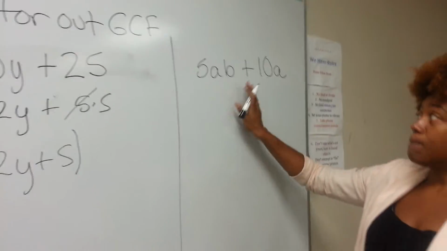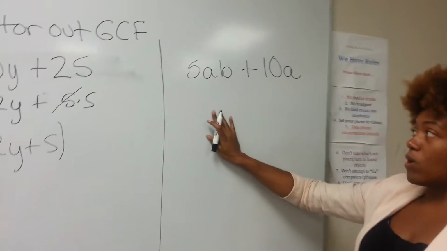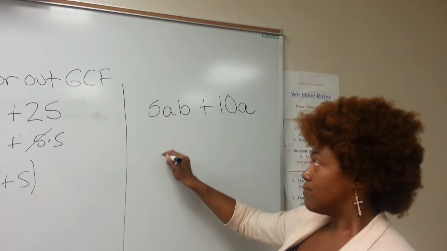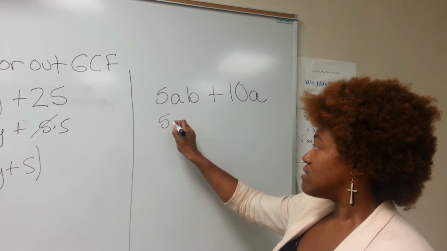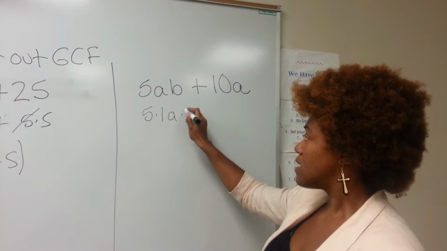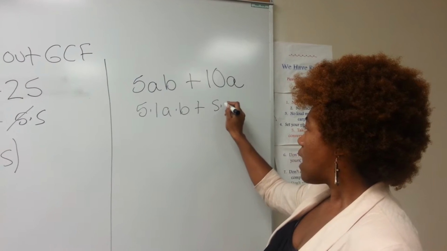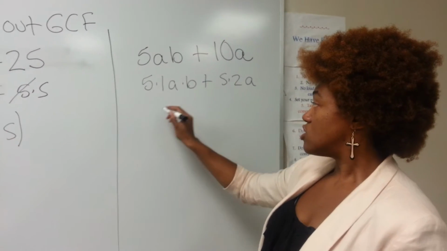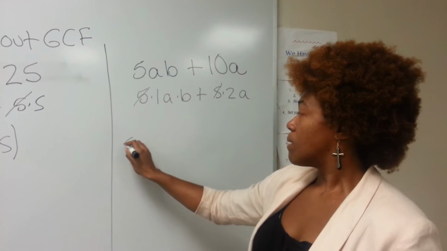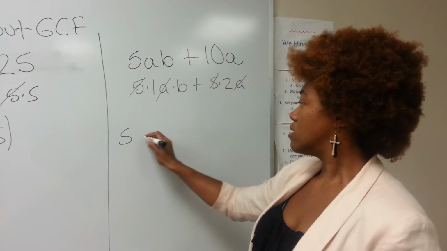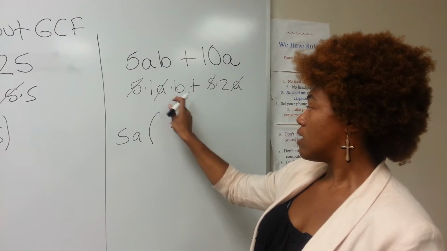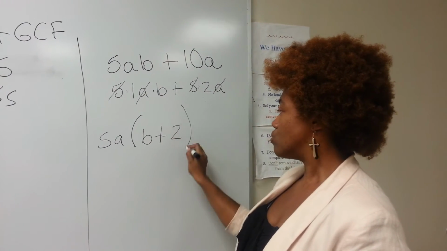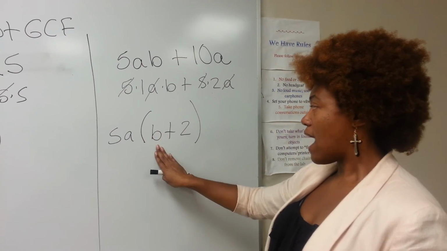5ab plus 10a, we want to find the greatest common factor, or factor out the greatest common factor rather. So again, this is saying 5 times 1a times b plus 5 times 2a. Well, again, my greatest common factor is not only just 5, but it also has an a. So that now leaves me with b plus, what's my last term? 2. So 5a times b plus 2.